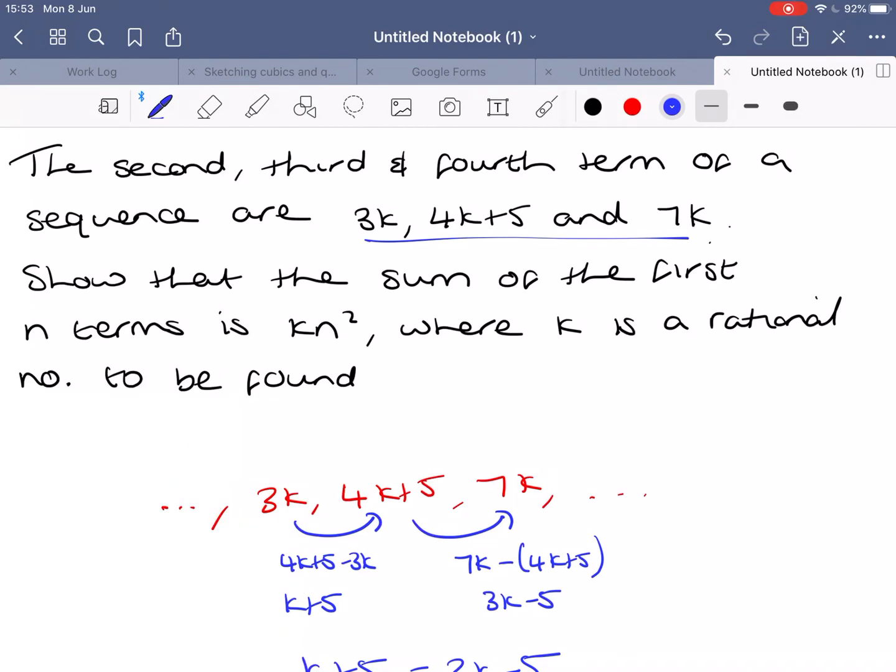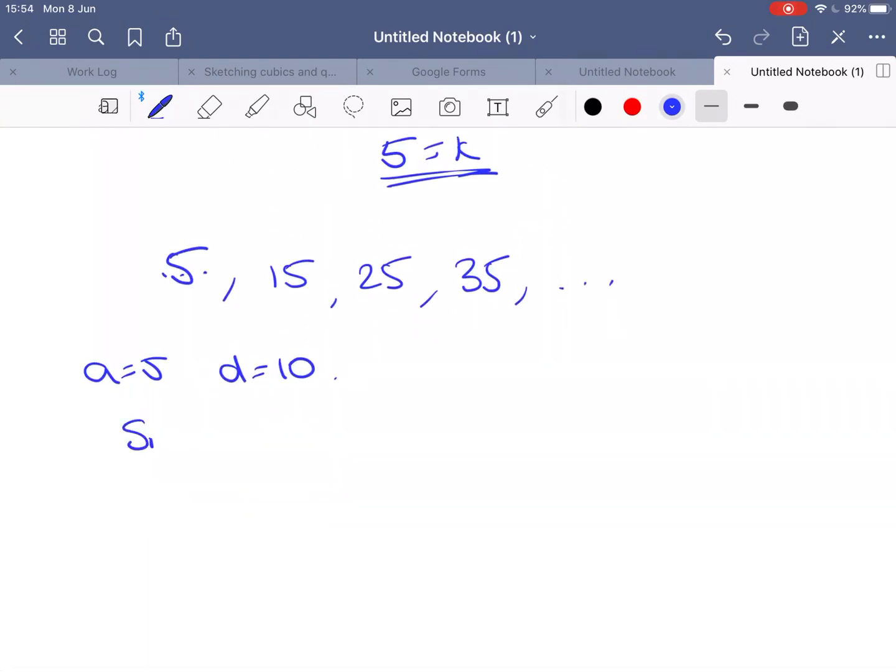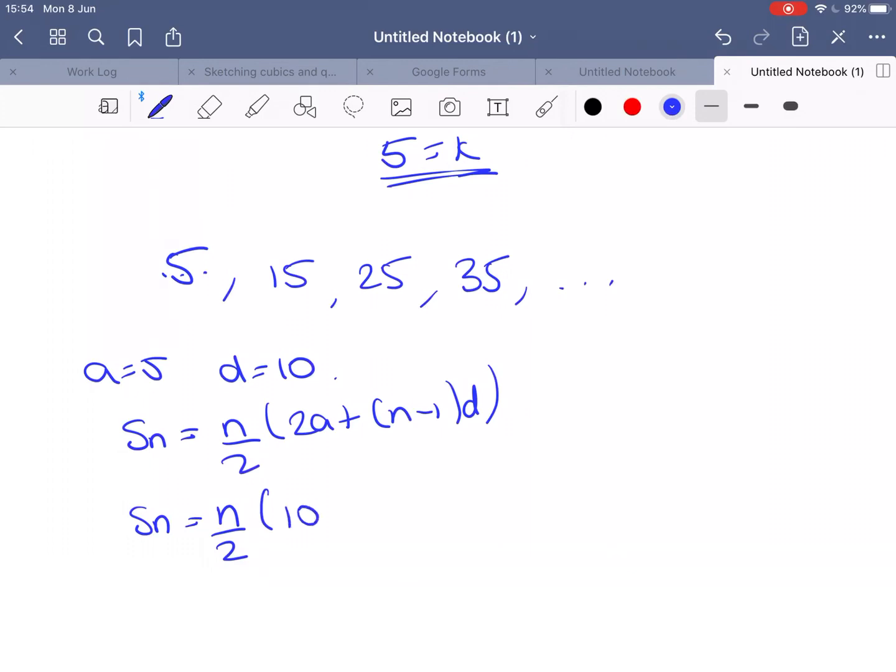Now I need to find the sum to n terms and show it is in the form kn squared. So my sum to n terms is going to be n over 2 times 2a plus n minus 1 lots of the difference. Put in what I know. I don't know n. I do know what 2a is. 2 lots of a is 10.